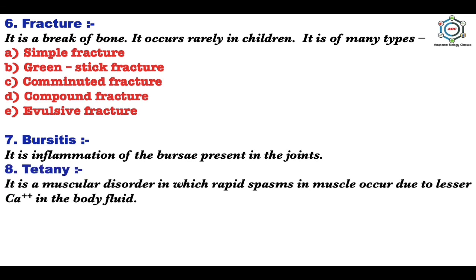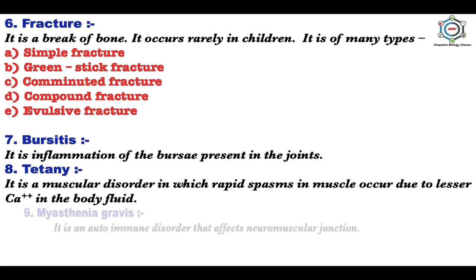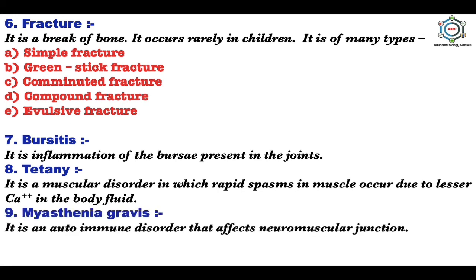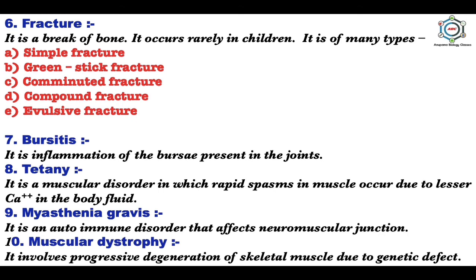Now the tetany. It is a muscular disorder in which rapid spasm in the muscle occurs due to lesser calcium ion in the body fluid. Next, myasthenia gravis. It is an autoimmune disorder that affects the neuromuscular junction. And the last is muscular dystrophy. It involves progressive degeneration of skeletal muscles due to genetic defect.